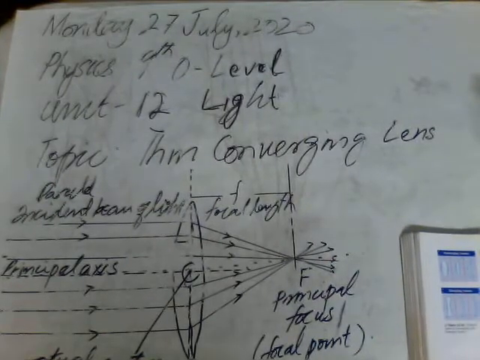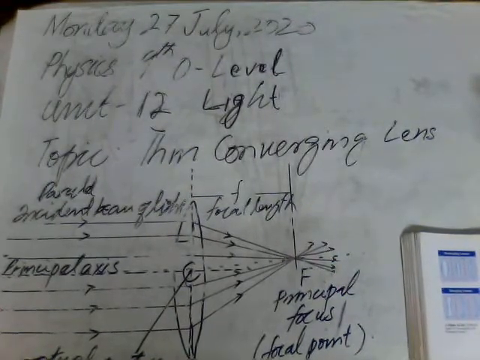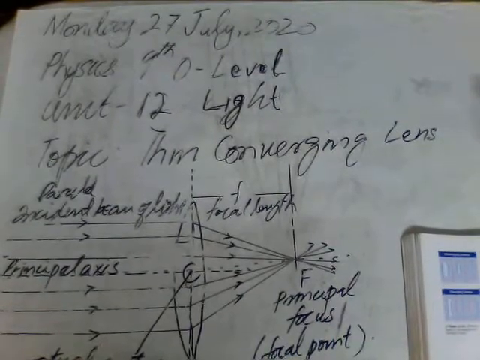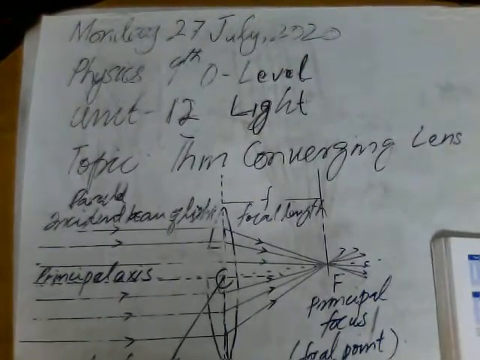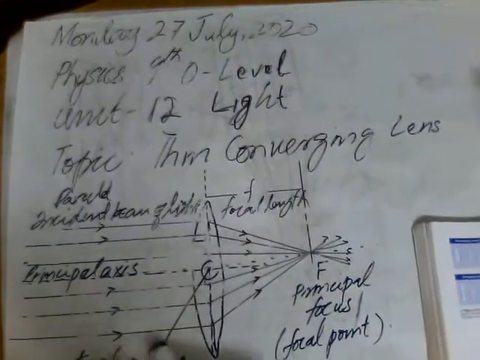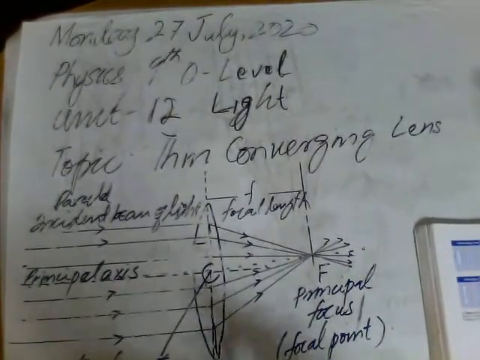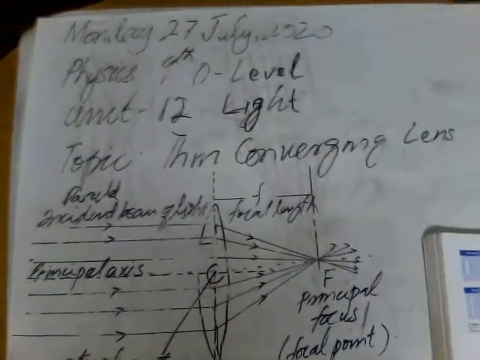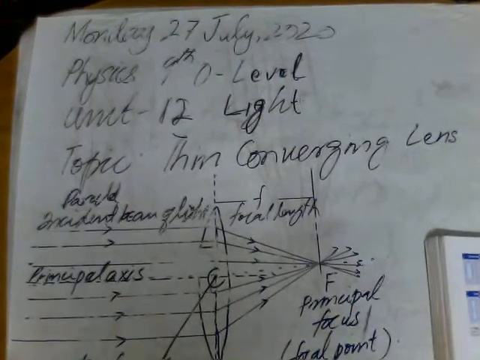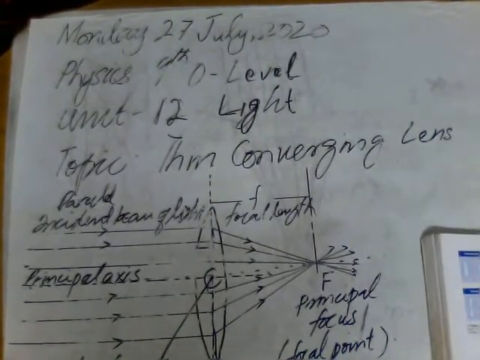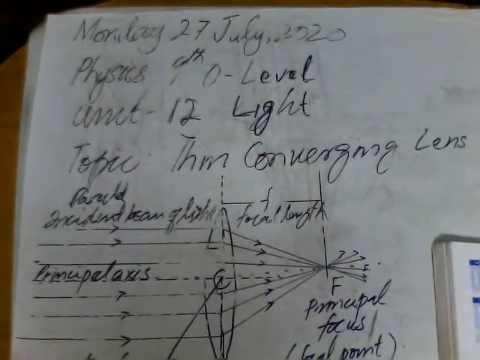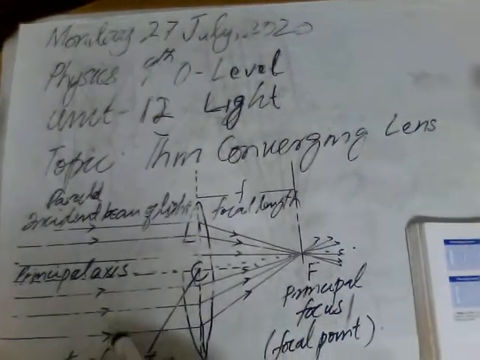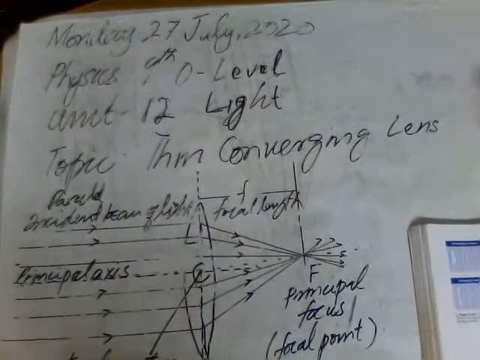You know that a converging lens, that convex lens, is called a converging lens because of how it treats light rays. A bundle of light rays is called a beam. In one beam, there are billions, trillions, uncountable light rays. For example, we consider only a few rays.